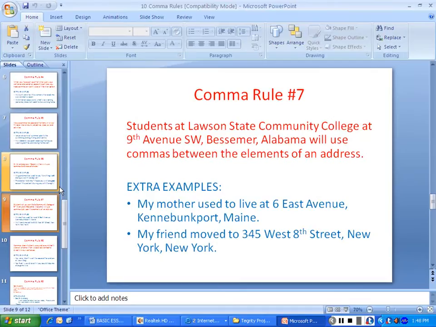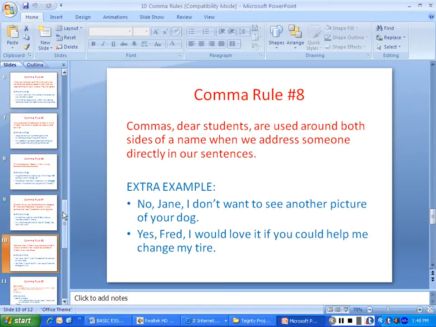My mother used to live at 6 East Avenue, Kennebunkport, Maine. Again, we separate the street from the town from the state. We do the same thing in New York. My friend moved to 345 West 8th Street, New York, New York. Here comes rule number 8.